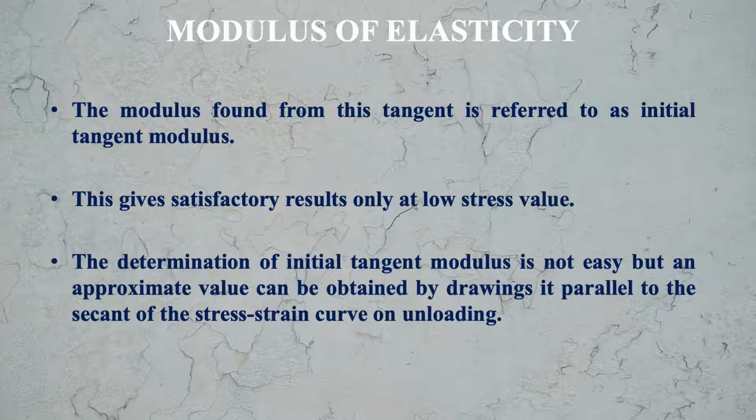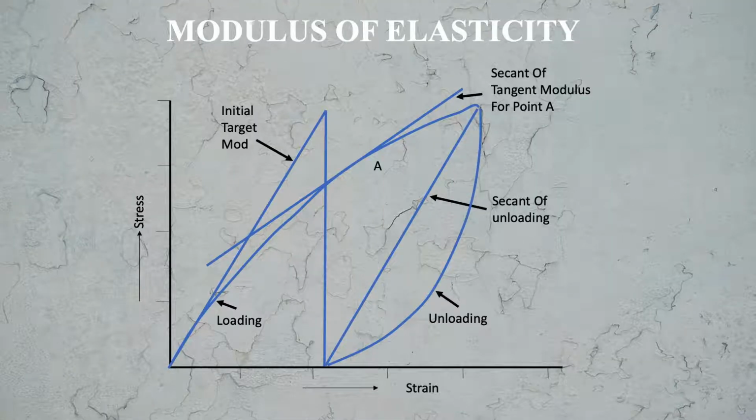The determination of initial tangent modulus is not easy, but an approximate value can be obtained by drawing it parallel to the secant of the stress strain curve on unloading. So this way you can get this value. Here you see the stress strain curve, the loading portion and unloading portion.